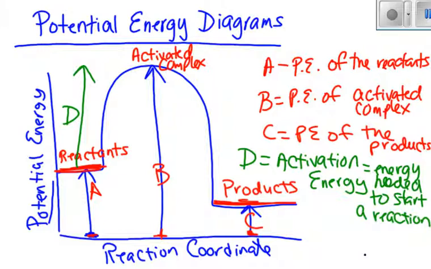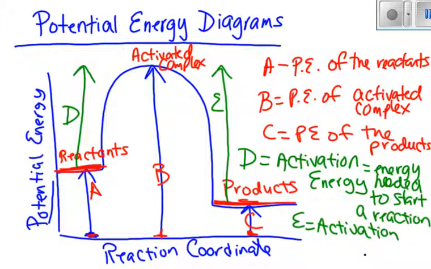On the opposite side of the curve, over here where we have our products, we can make a line from the products to the top of the hill, and we'll call that E. E will represent the activation energy for the reverse reaction, meaning if we were to go products following a pathway going back to reactants. So that's what we call the reverse, going right to left. The forward reaction is D. We always assume forward unless stated that we're looking at the reverse. So D is the forward activation energy. E would be the activation energy for the reverse reaction.